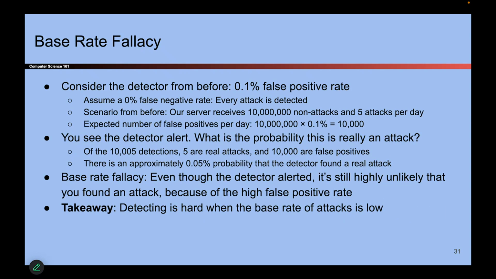OK, here's the base rate fallacy in text. I forgot I had this. So you can see that there was a list of 10,005. 5 are real attacks, 10,000 are false positives. So the probability that one of these is an attack is actually 0.05%. That is a really low number that most people don't come up with. That's the fallacy that we referred to earlier.